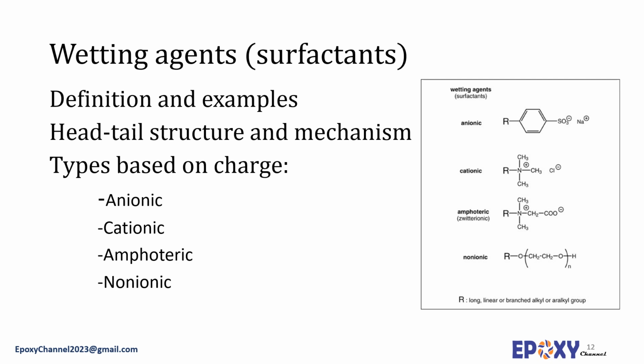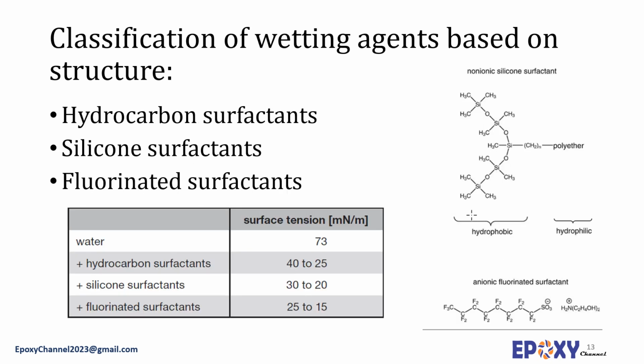Wetting agents are often classified into anionic, cationic, amphoteric, and non-ionic types according to the charge on their hydrophilic group. Based on the chemical structures of the hydrophobic groups, wetting agents can be classified as hydrocarbon, silicone, and fluorinated surfactants. The surface tension of the medium is inversely proportional to the hydrophobicity of the tail, and therefore this hydrophobicity determines the efficiency of the wetting agents. In other words, the more hydrophilic the head, the less efficient the surfactant.